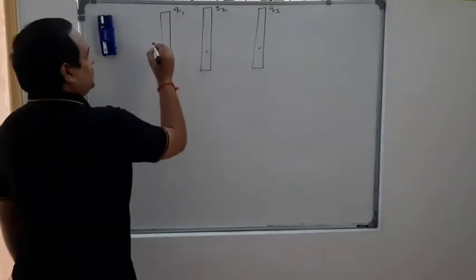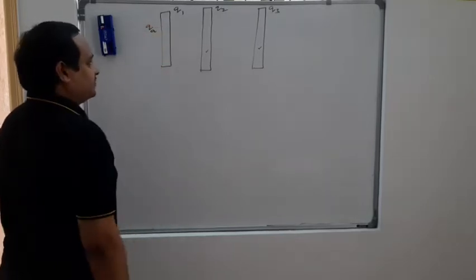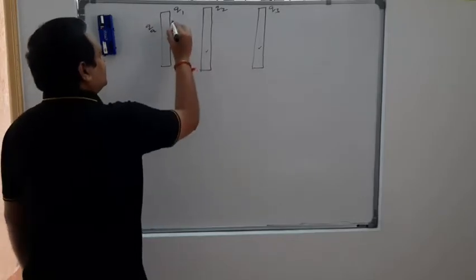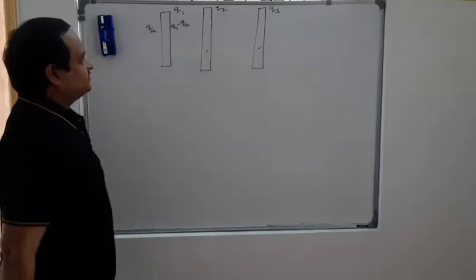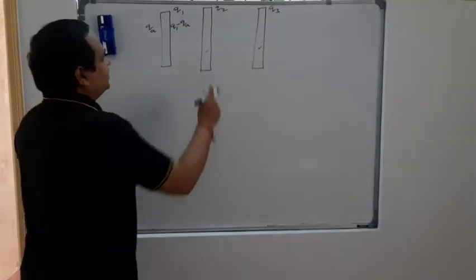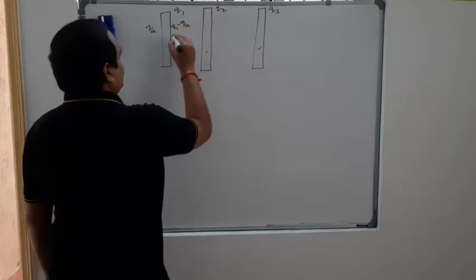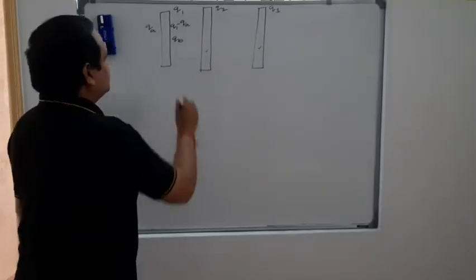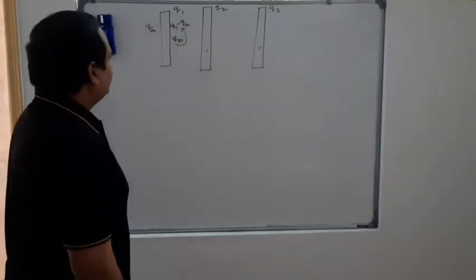Now suppose this is Q1, and I am taking this charge on it as QA. Then the charge on the other plate becomes Q1 minus QA, obviously. Correct? And let us take this as QB. What is this QB? QB is Q1 minus QA.